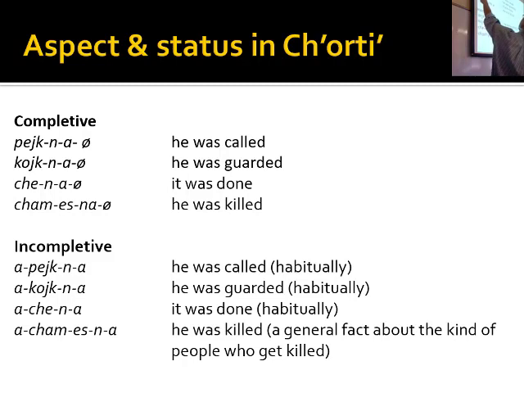Some other examples. It's a little cut here. The word is perk, P-E-H-K, perk. And so perkna is he was called, like summoned. Kokna, he was guarded. Chena, it was done. Chamesna, he, she was killed. There's like one letter cut here. So this is C-H-A-M, chamesna. And now when I say apekna, which is an incompletive, and in Chorti it's marked by a different pronoun, a set 3 pronoun, not by a suffix. So what's the difference between pekna, he was called, versus apekna, he was called in the incompletive?